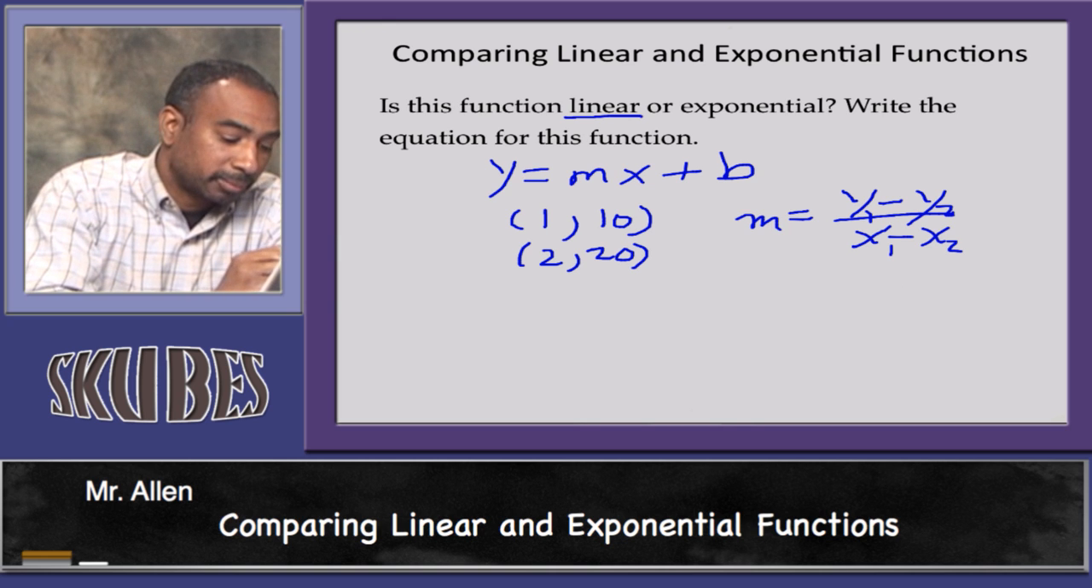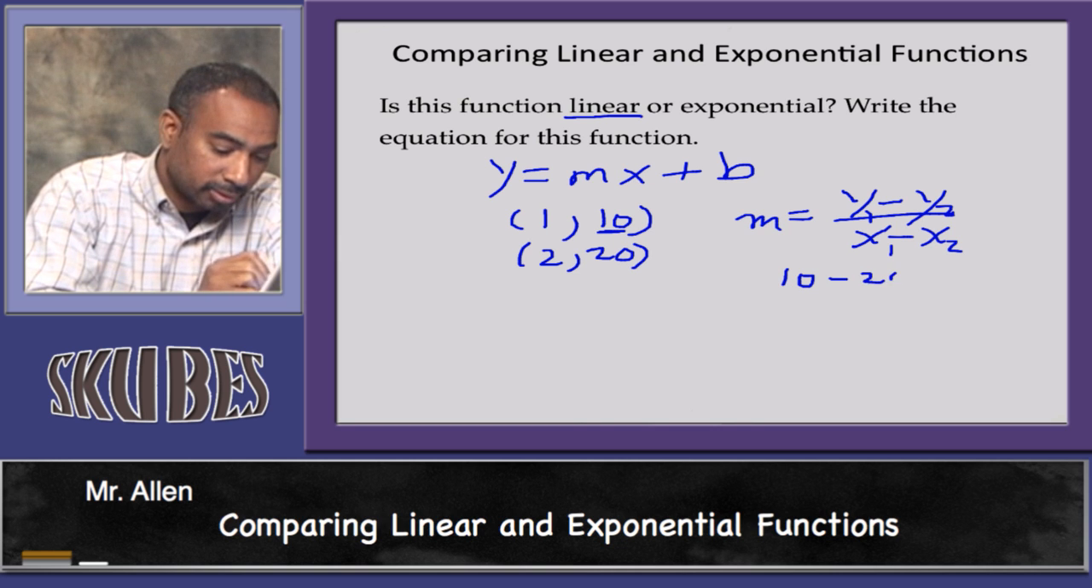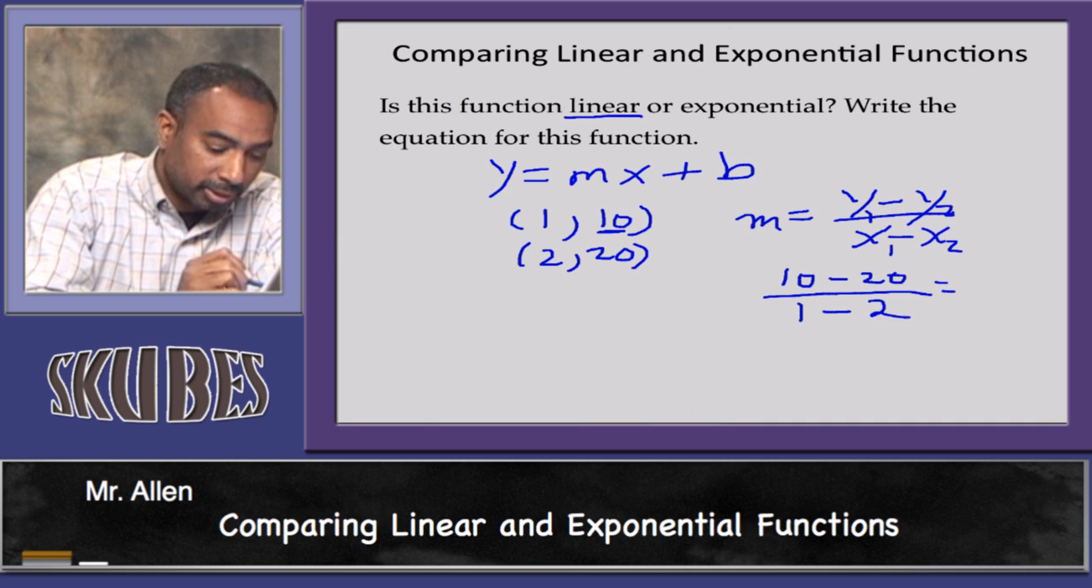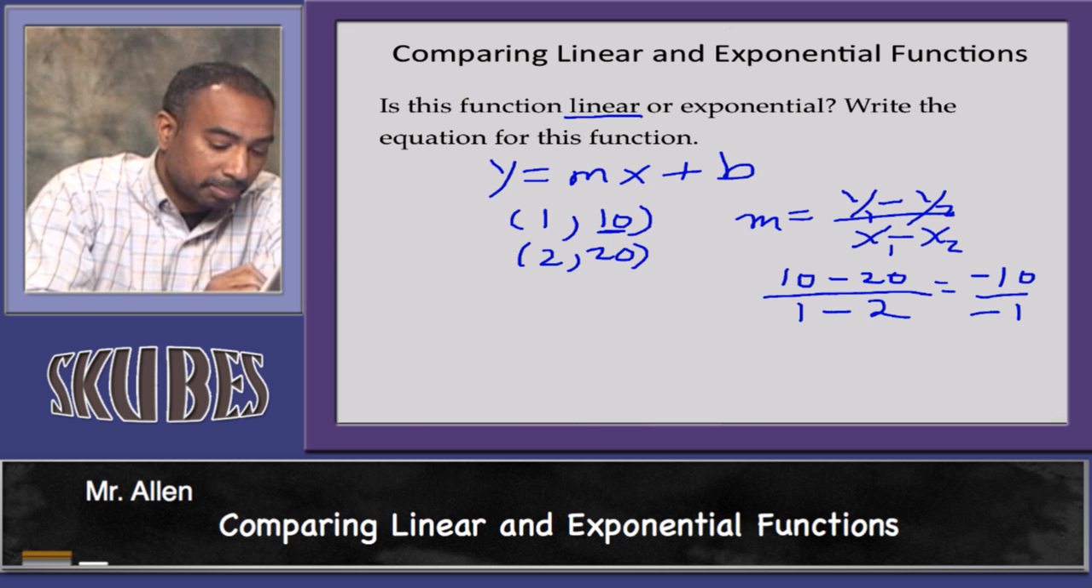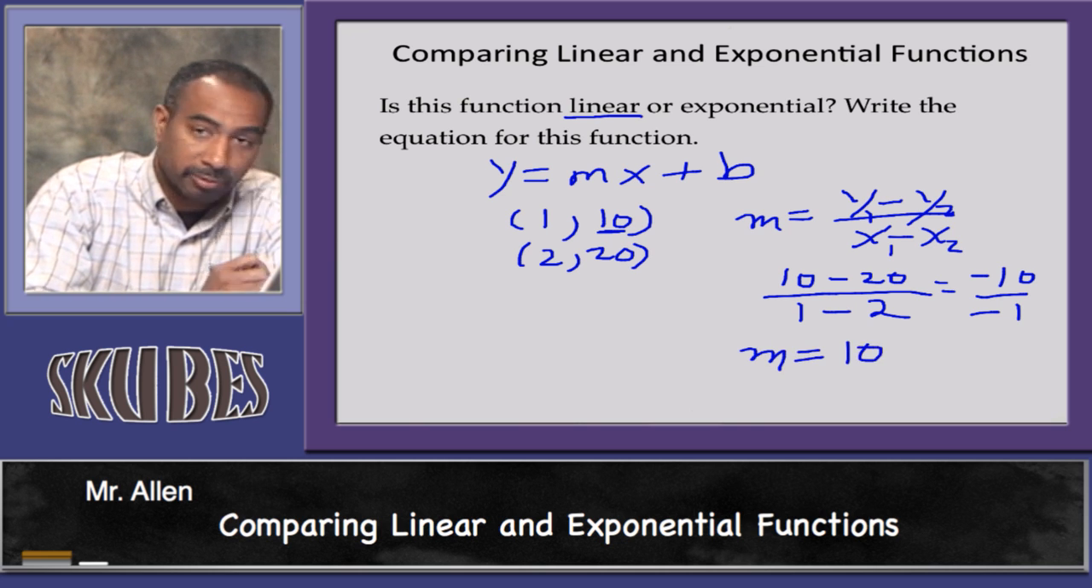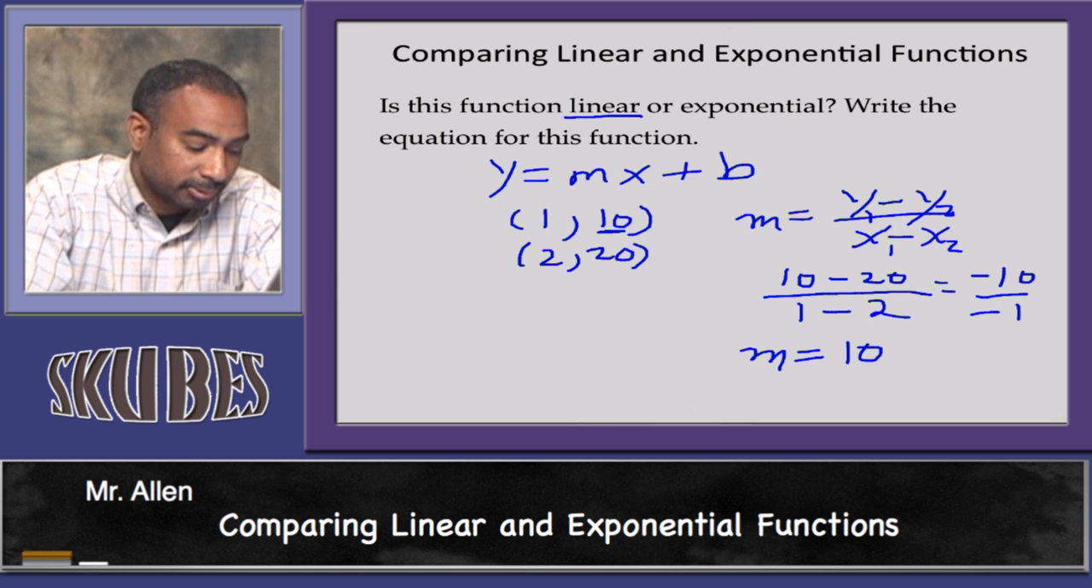So let's say I start with this point. My y-coordinate is 10. So I'm going to say 10 minus 20. But now I have to start with 1 down here and say 1 minus 2. Well, 10 minus 20 is negative 10. And 1 minus 2 is negative 1. And negative 10 divided by negative 1 is going to be positive 10. The slope is 10, which matches the common difference that we saw in the table.